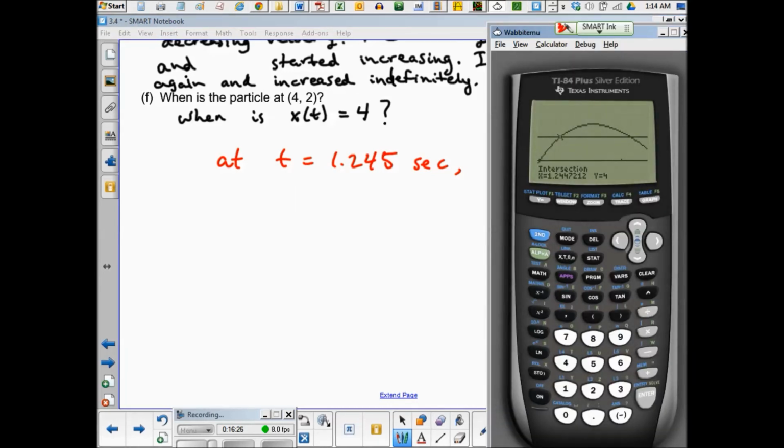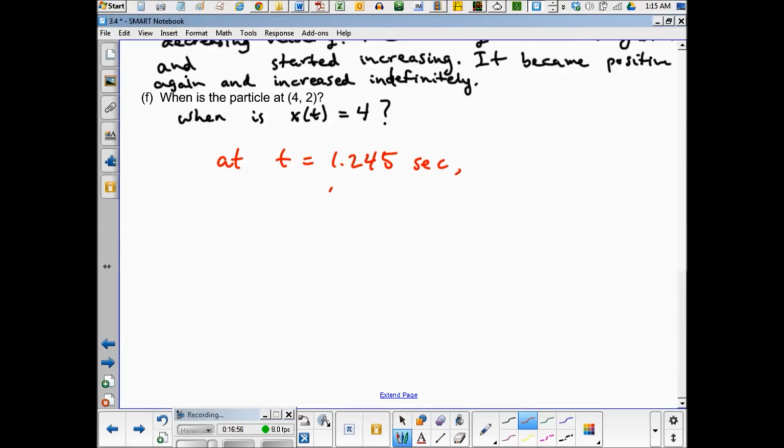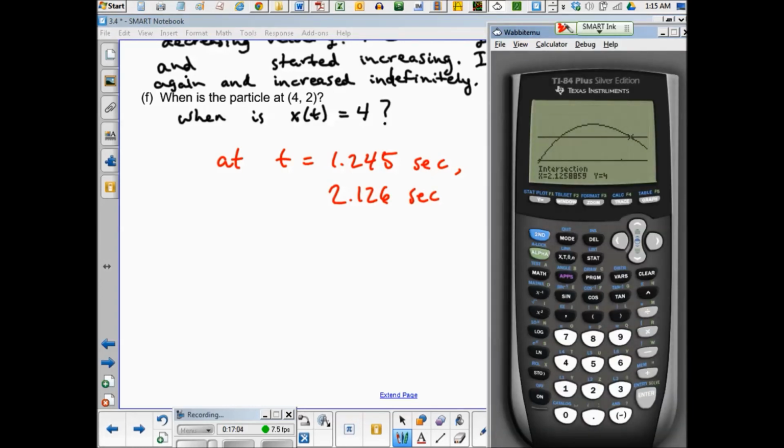Let's look for that other point. Calc, intersect. That first curve is y1. Second curve, after I press enter, is y3. We're going to guess over here. Right there. 2.126. Put that in. And then there's one more.